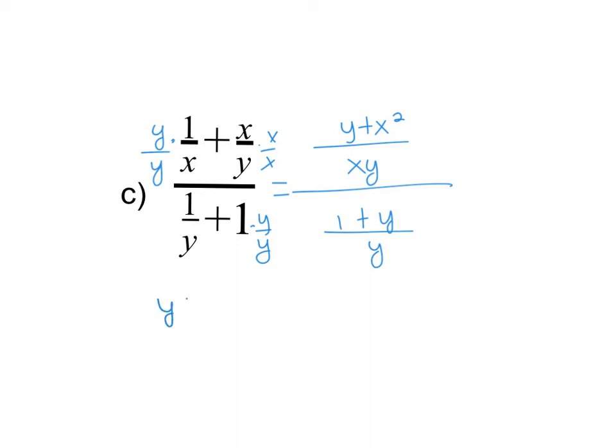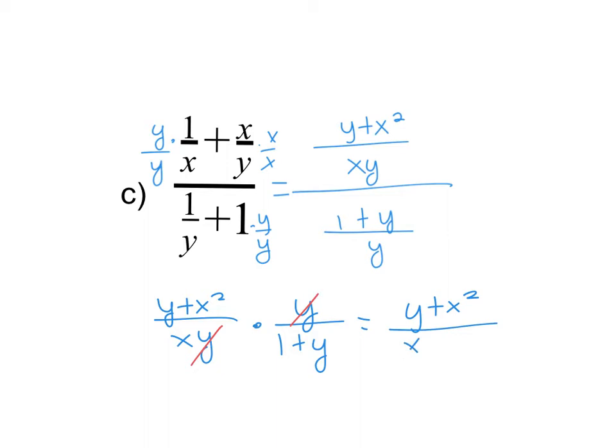So I'm going to have y plus x squared over xy times y over 1 plus y. The y's cancel, and we get y plus x squared on top over x times 1 plus y. Sometimes you might see them distribute it back out. I'm okay if you do want to distribute back out, or if you just want to leave them separate, that's okay too. So that is your answer.